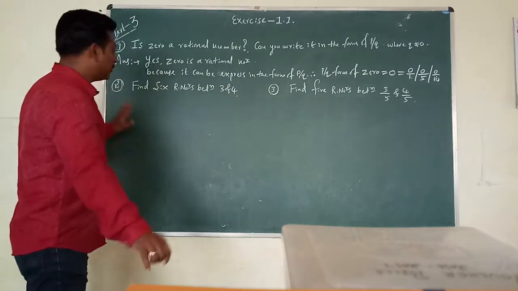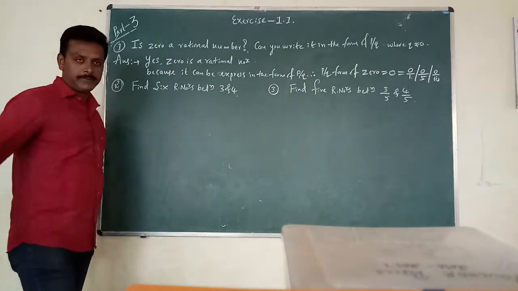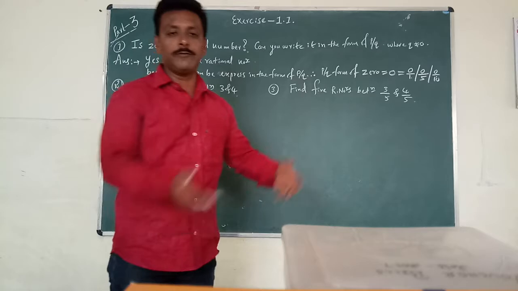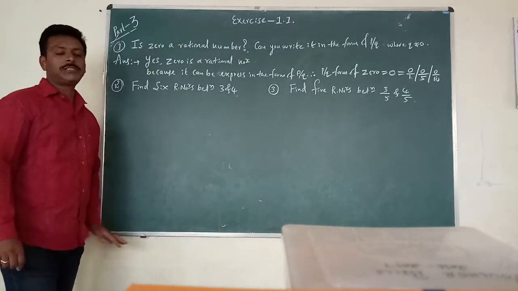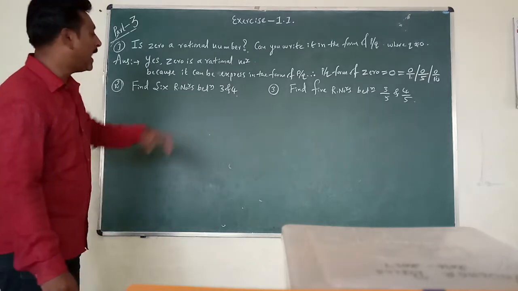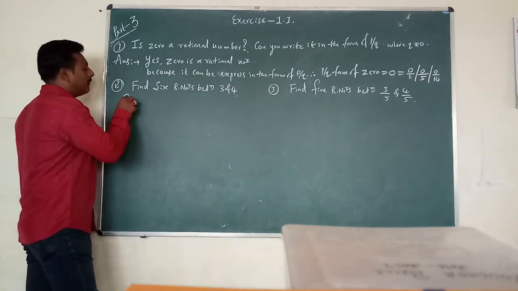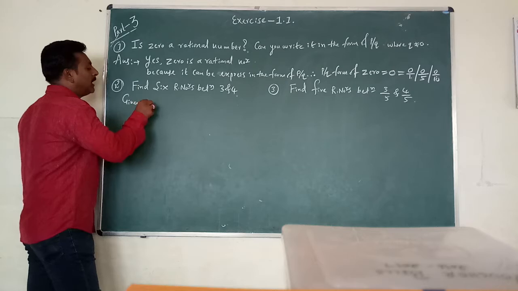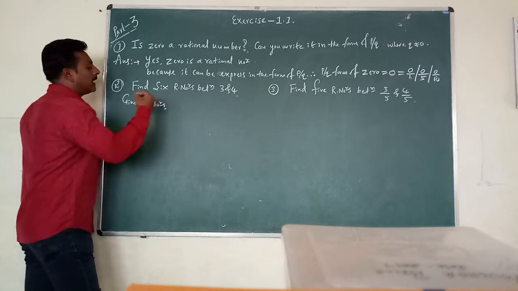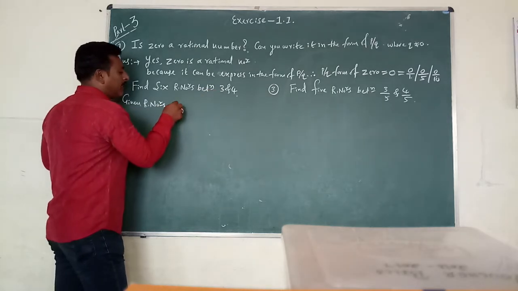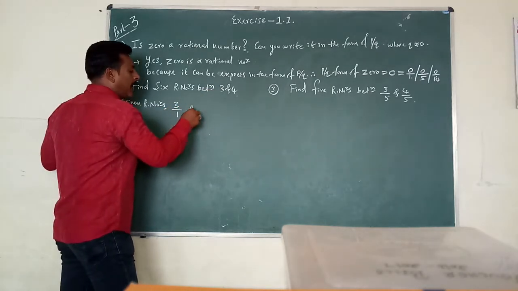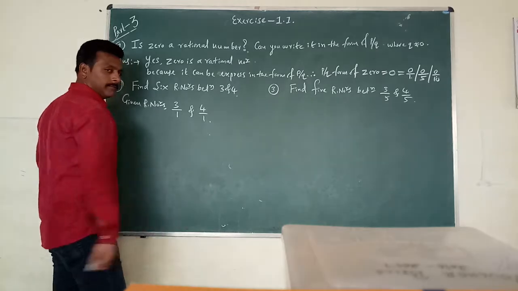Now come to second question. Your favorite question. Same. Just now what we are shouting from last part to this part. That one only. Find the 6 rational numbers between 3 and 4. What to write? Given rational numbers. Rational numbers means उसको p by q form में ही express करो. कैसे लिखना है? 3 divided by 1 and 4 divided by 1.